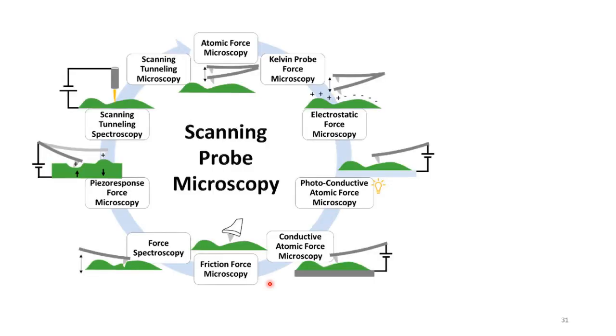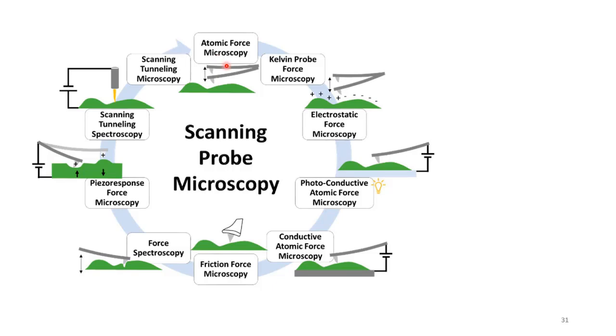So there are different scanning probe microscopy. For example, I talked about the scanning tunneling microscopy and the AFM, and then we have Kelvin probe force microscopy, then electrostatic force microscopy, photoconductive AFM, then conductive AFM, then friction force microscopy, spectroscopy, piezo response force microscopy. These can all be done using a probe. Basically these are types of AFM only.